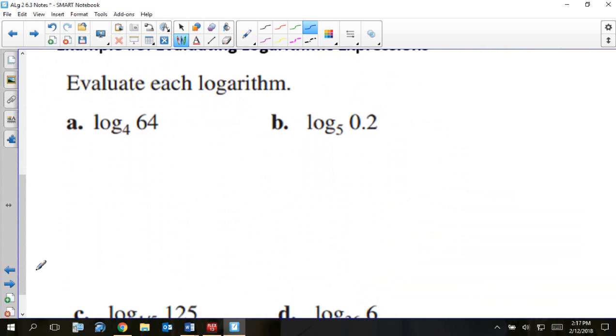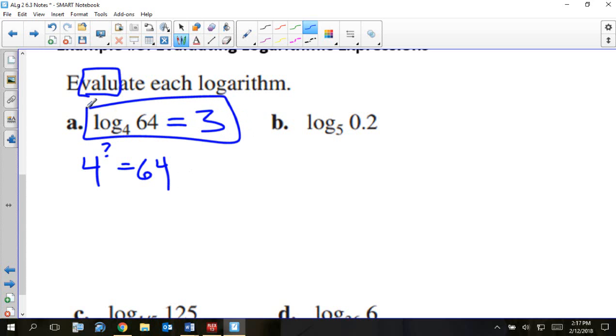All right, we are going to evaluate each of these, and evaluating them means to find one value, one answer. So I'm going to have log base 4 of 64 equals a number. What do logarithms always equal? The exponent. So what you want to think to yourself is 4 to what number is 64? It's the third. So my answer is 3. So you just solved for an exponent.